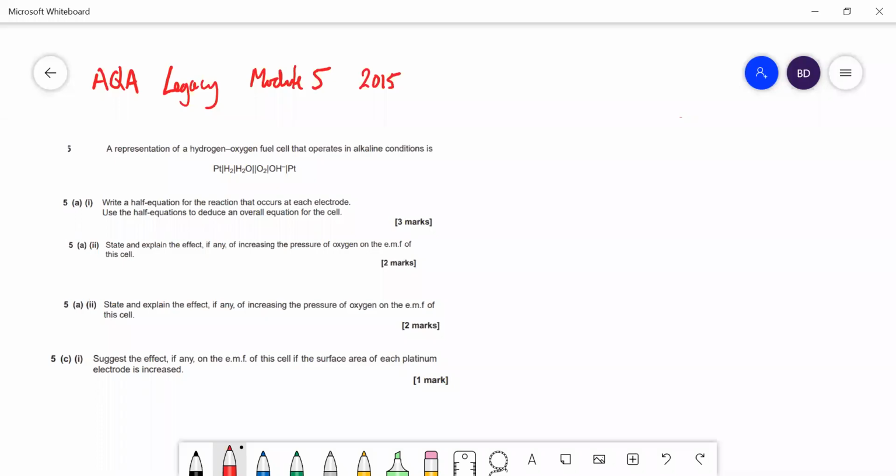Okay, here's a couple of practice questions. This first one is from the AQA legacy specification, the old specification, still very relevant though, on Module 5, paper 2015, if you want to look it up. It's about the hydrogen fuel cell, and that is quite a confusing topic, so I would make sure that you know it well.